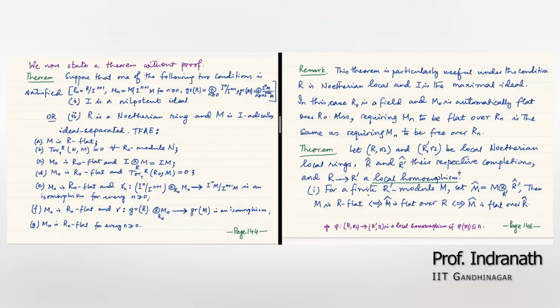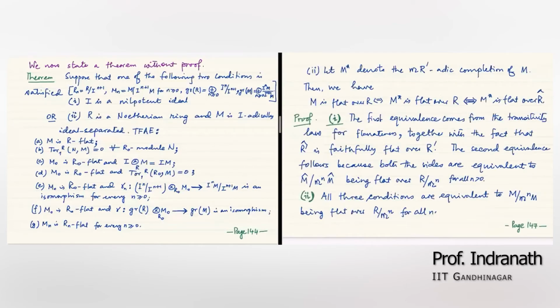So now we are here that suppose you have R and R dash local Noetherian rings, and these are their respective completions. And here you have a local homomorphism. I'm talking about this line. Okay. Now for a fixed R dash module M hat, we have already quickly discussed what we mean by this, but best is to see this like this tensor product with respect to this extension. Then M is R flat if and only if M hat is flat over R hat, and then M hat is flat over R dash. Okay, and let me also show you the next statement. So let M star denote the M R dash adic completion of M.